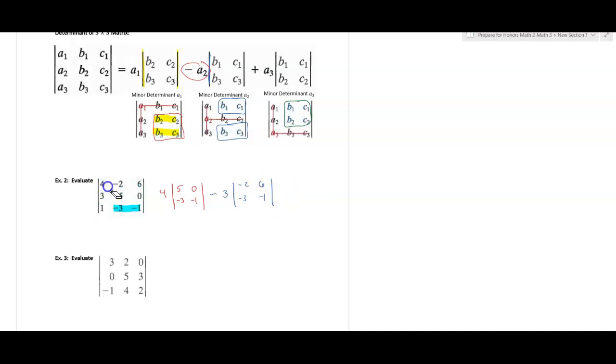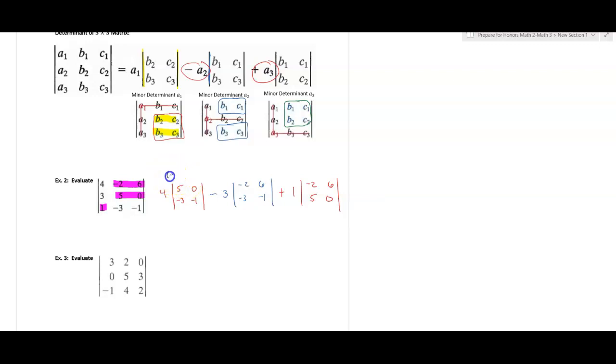Then we're going to add, so we're going to go plus A3, which is 1 times the determinant of this matrix here. So it's going to be plus 1 times the determinant of negative 2, 6, 5, 0. So real quick here, I'm just going to evaluate the determinant above each of these.